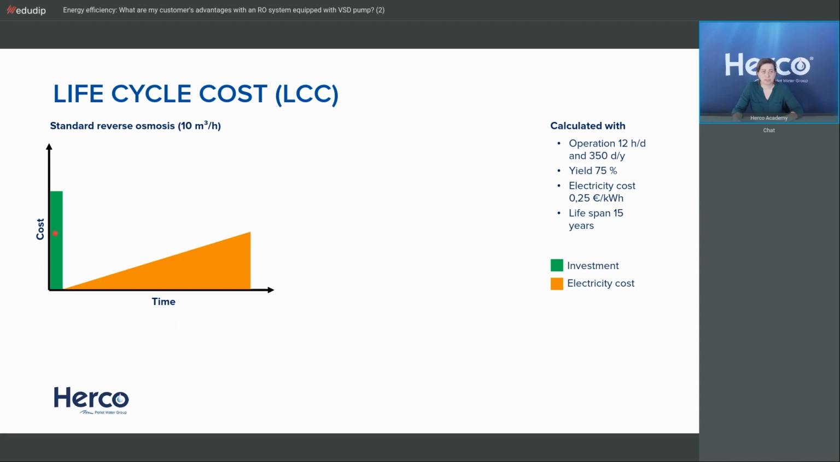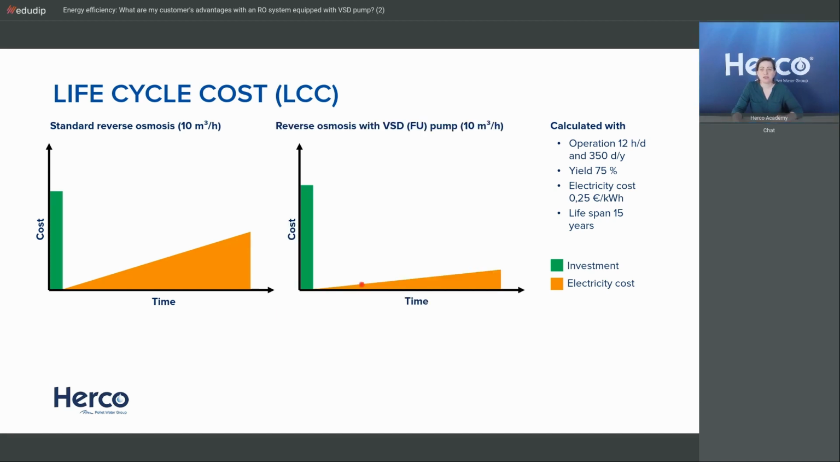These are real numbers. This is the cost for the reverse osmosis unit, and this is the cost for the electricity over the course of 15 years. We have, of course, also water cost, which is considerable, but to simplify matters a bit, we have included only electricity cost here. In the later examples for the calculation tool, I will show you the water cost as well. You see here an example. This was the standard unit. This is the unit with a variable speed drive pump.